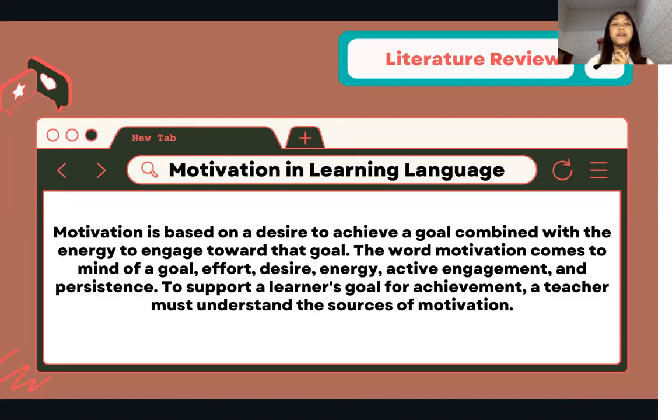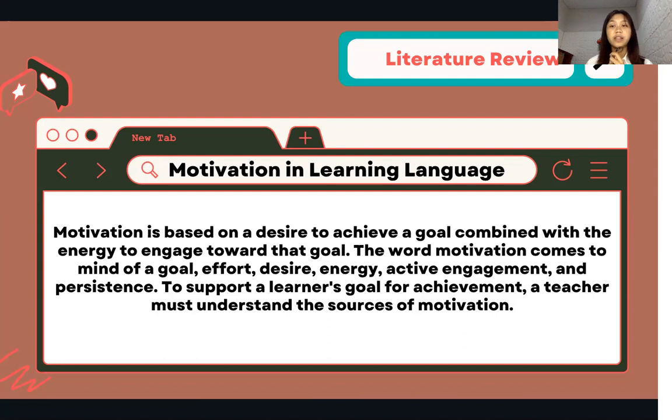Okay, motivation is based on desire to achieve a goal combined with the energy to engage toward that goal. The word motivation brings to mind goal, effort, desire, energy, active engagement, and also persistence. To support a learner's goal for achievement, a teacher must understand the sources of motivation. Motivation is something that can help learners become more determined and interested in language study.